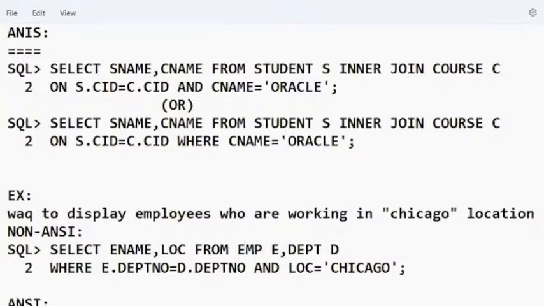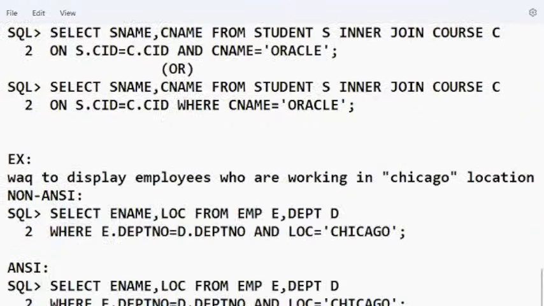So if you want to write ANSI, the same thing. Okay, I just go to here, but in place of where class on. So in place of comma, you can use what now? Inner join.